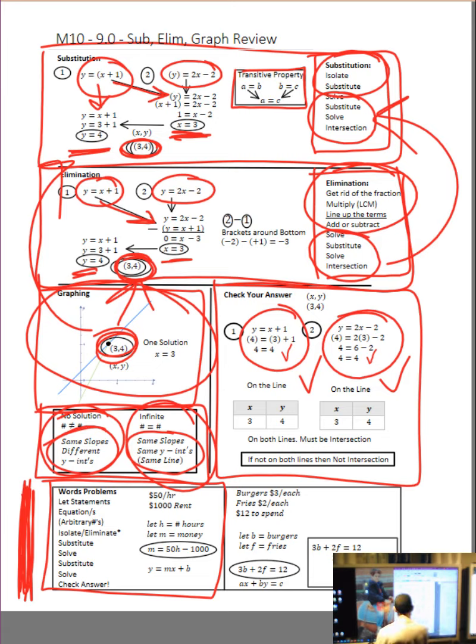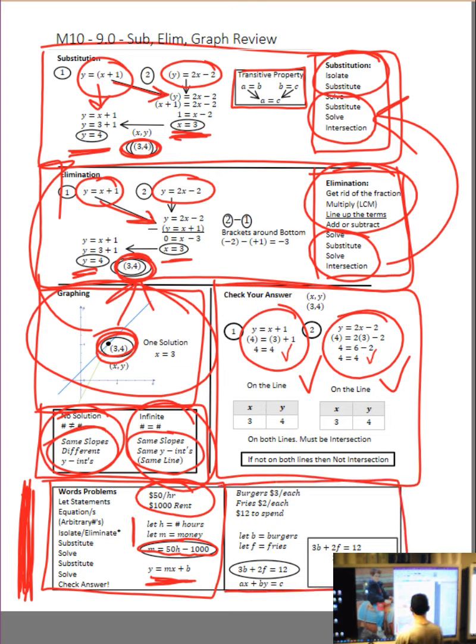So for example, if I have $50 per hour at my job and my rent is $1,000 to run my business, I do my let statements, let H equal the number of hours and let M equal the amount of money. And the amount of money I get in y equals mx plus b form is just 50 times the number of hours minus the 1,000 I have to pay for rent. M equals 50H minus 1,000. That's in y equals mx plus b.